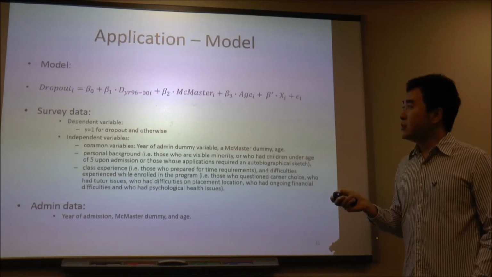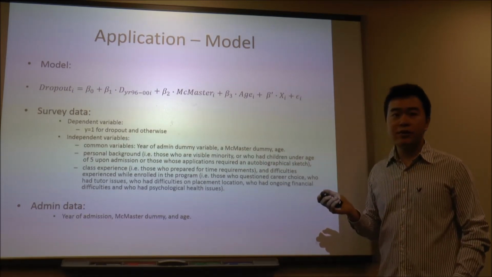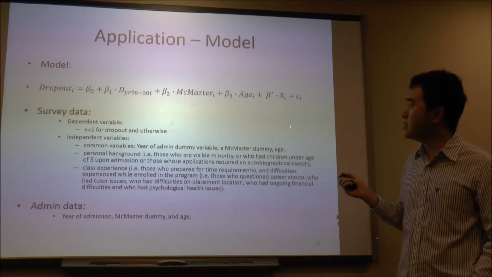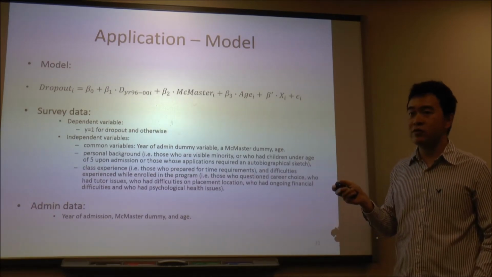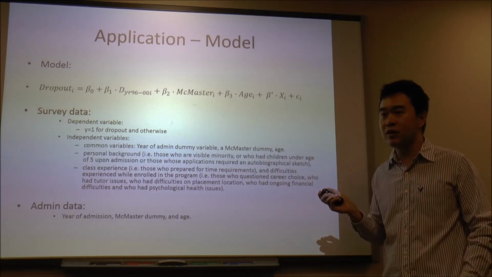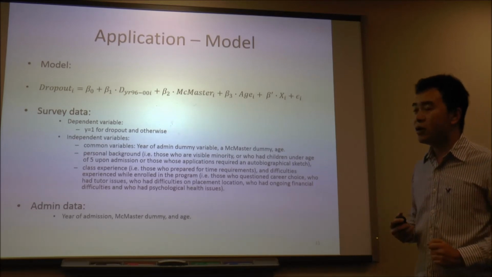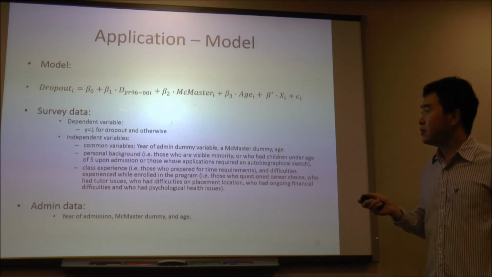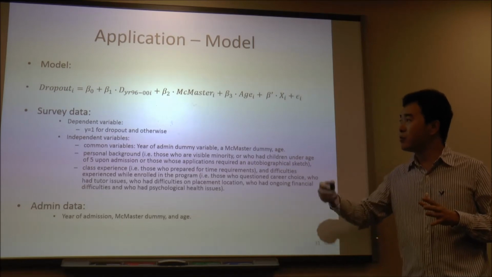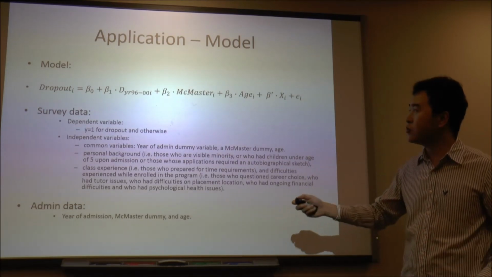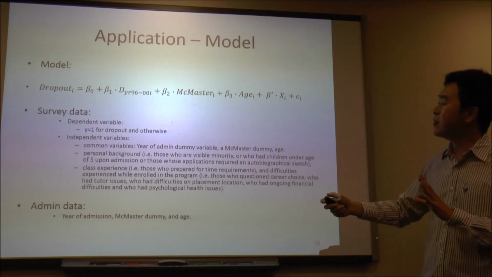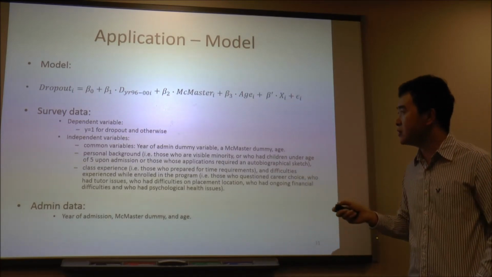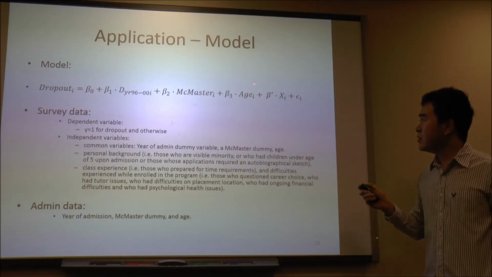And the model that we are trying to estimate is a fairly simple linear probability model, with whether dropout or not as the dependent variable, and independent variables including a dummy variable for those who got admitted between the years 1996 to 2000. The reason why I group these people together is that from the observation, I saw that the program got expanded and the number of recruitments got larger starting from the year 2001. So I think they might share some policy change. So it's natural to group these as a dummy variable. And the McMaster dummy, age, and other variables.